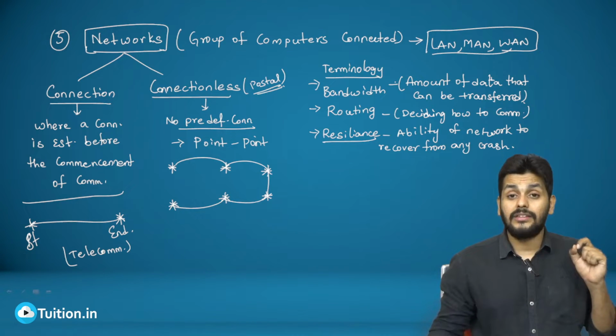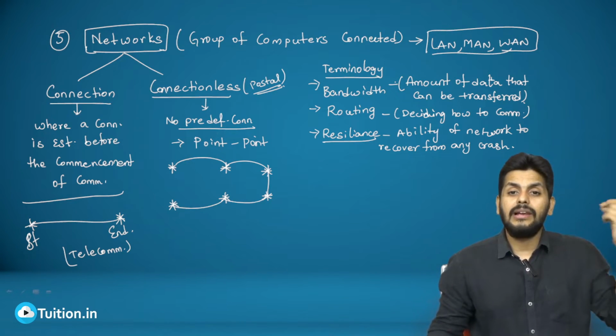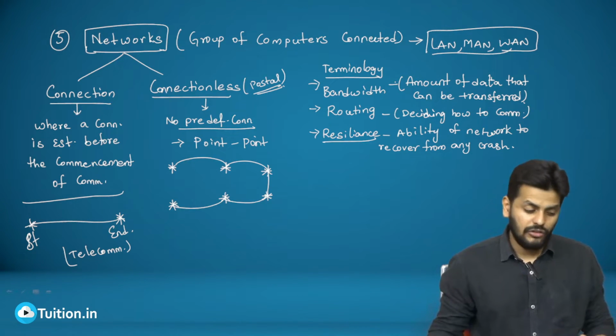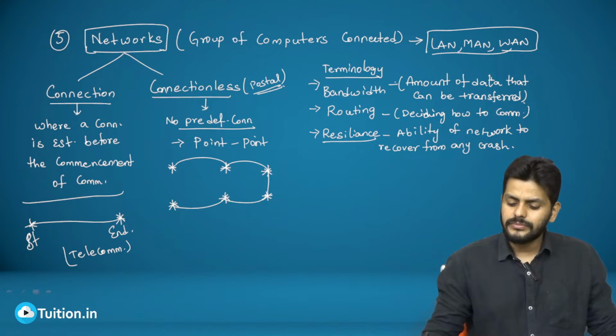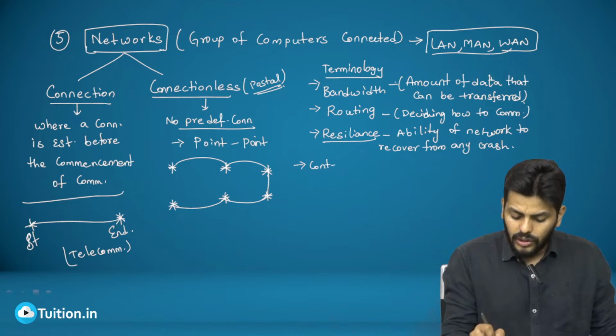This feature is called resilience. Irrespective of any kind of crash, the ability of the network to recover from such crashes is what is called resilience. And one more word I want you to remember here is contention.